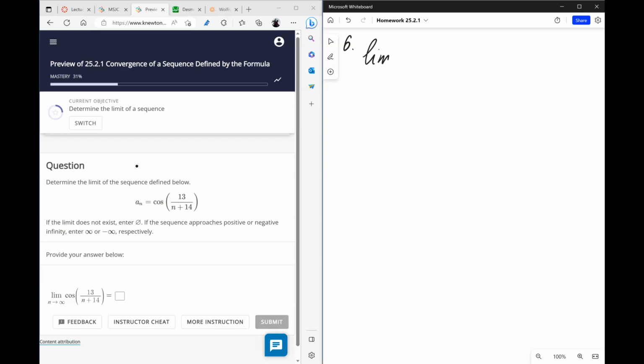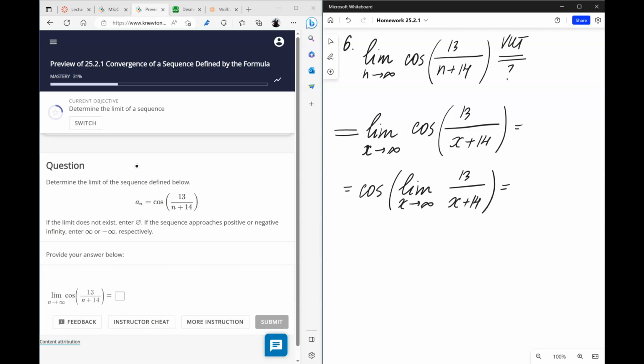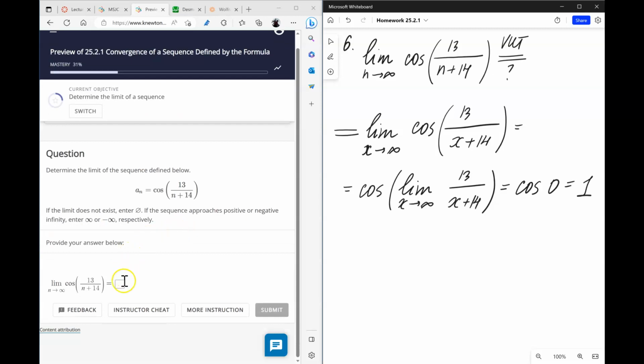Let's find the limit of cosine of 13 over n plus 14 as n goes to infinity. Again, we're going to use the very useful theorem here, and this equality is conditional upon the existence of that limit, but we're going to turn this into a continuous function. And the advantage of that is that now we have all the tools, one of which says that we can pass the limit through the continuous function. And this limit inside is equal to 0, and cosine of 0 is equal to 1. So this whole limit is equal to 1.